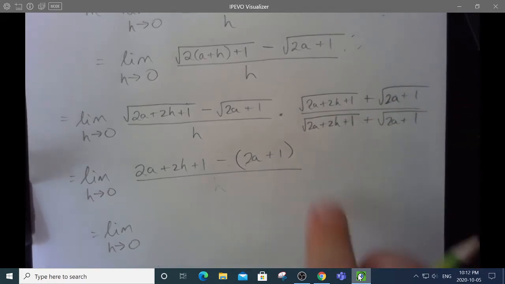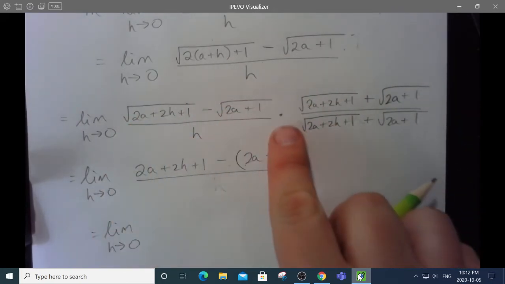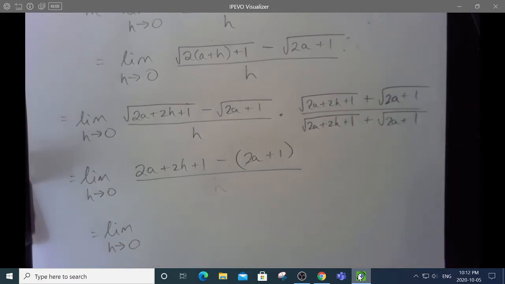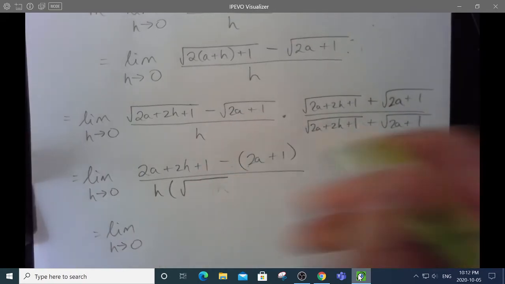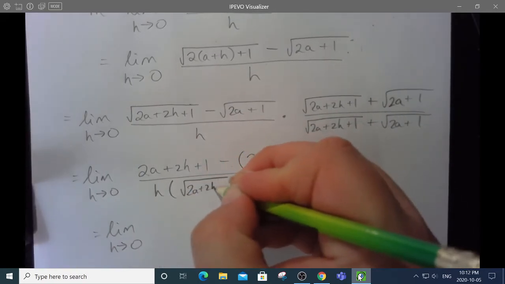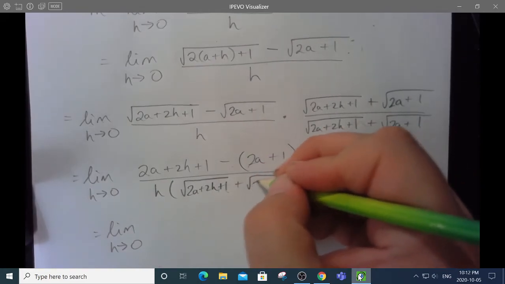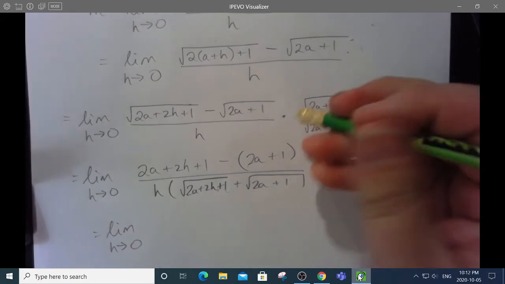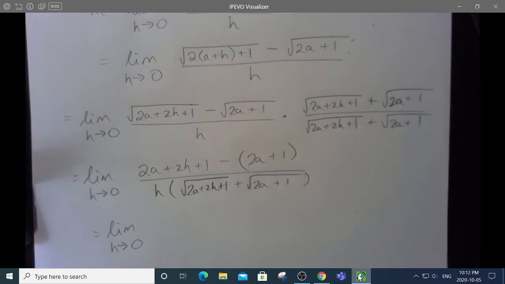So top and bottom have to be the same, because again, you can't change what this expression is, and right now I've just times it by a great big number 1, because it's the same thing divided by itself. But that's going to mean that this bottom is now kind of complicated. It is 2a plus 2h plus 1 plus the square root of 2a plus 1. And there we go. Now we're good.